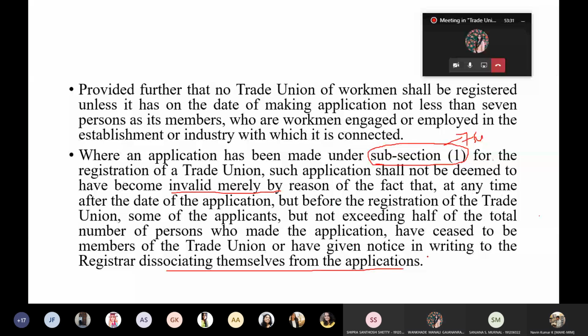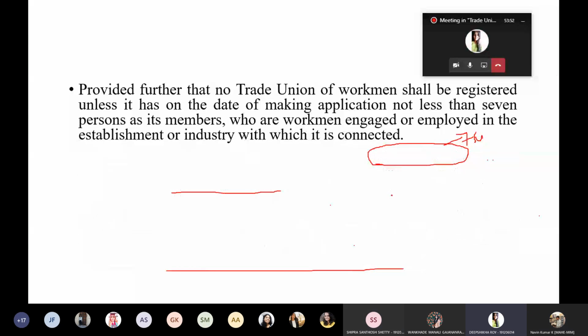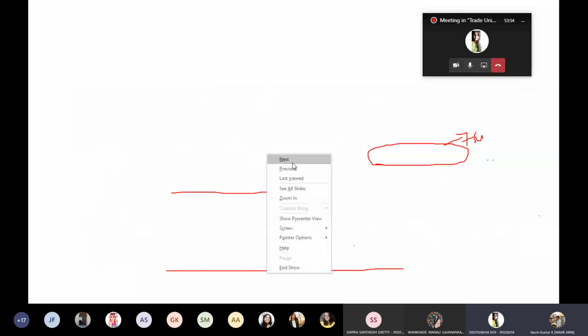Understood? This particular sentence looks a little complicated, but I simplified it. Should I explain it again, or is it understood, everyone? No, sir. Understood. Yes, sir. So, sir, can you repeat and explain this one? I'll explain it again. Wait.